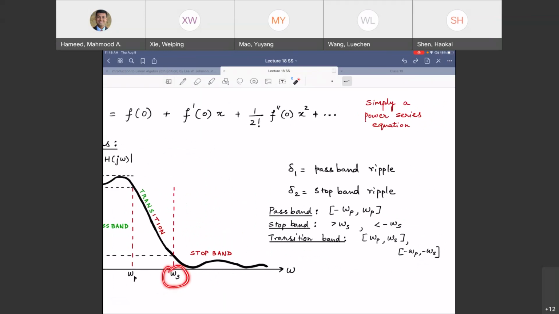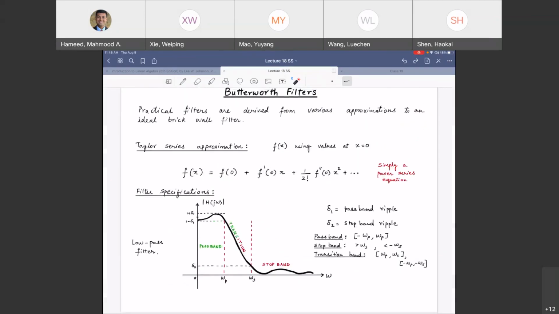At omega s, that's your stop band start. Frequencies above that are getting stopped. There is a ripple, however, in the stop band, which is delta 2, right? So if this is 0, then delta 2 is indicating the stop band ripple. You also want your stop band ripple to be close to 0, right? You want that to be small as well. Small ripple here, small ripple there, sharp transition. That would take you to the ideal brick wall filter. Let's see.